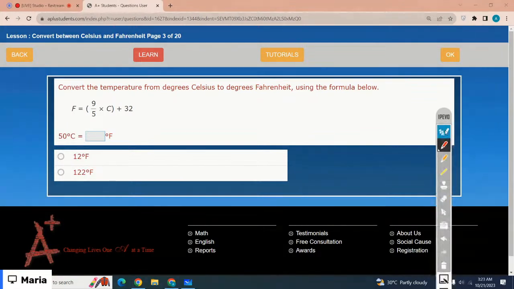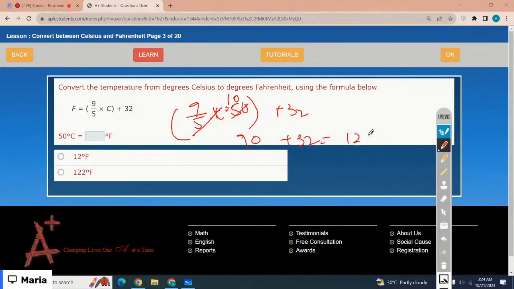And also you have to do the calculations. Calculations are same. So it's great if you are doing the same in the grade 5, right? So just replace the C with the value. 9 by 5 times 50 plus 32. 5 times 10 is 50, 10 times 9 is 90, and 90 plus 32 is 122 degree Fahrenheit. So the correct option is 122 degree Fahrenheit, right? The correct option is 122. Very good.